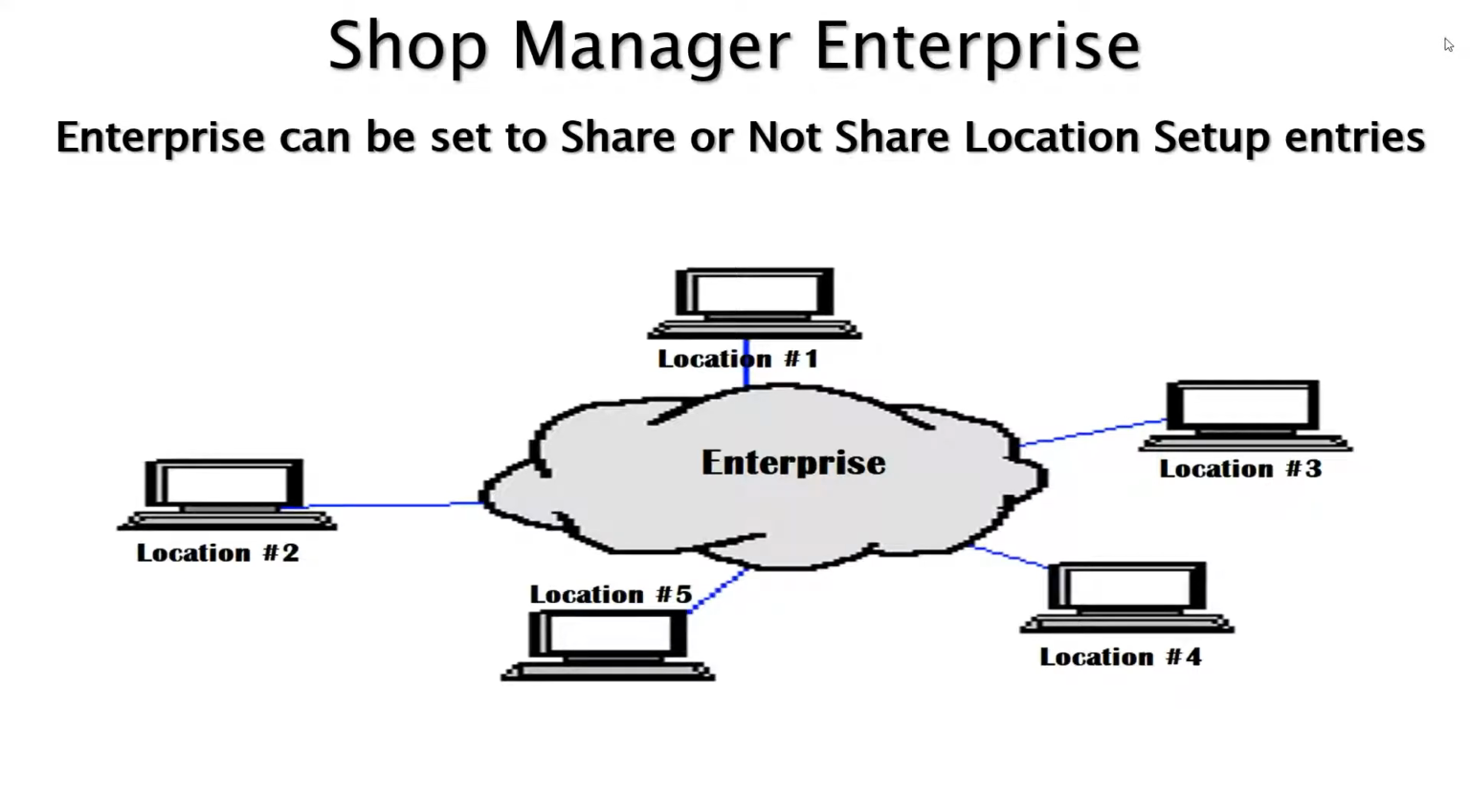Your enterprise can be set to share or not share location setup entries. Basically, you have one place at the enterprise where you can set up multiple entries that can be going out to several locations at one time. You can pick and choose which locations. Some of the entries automatically go out to all locations. Let's take a look at some of these entries and see what they are.